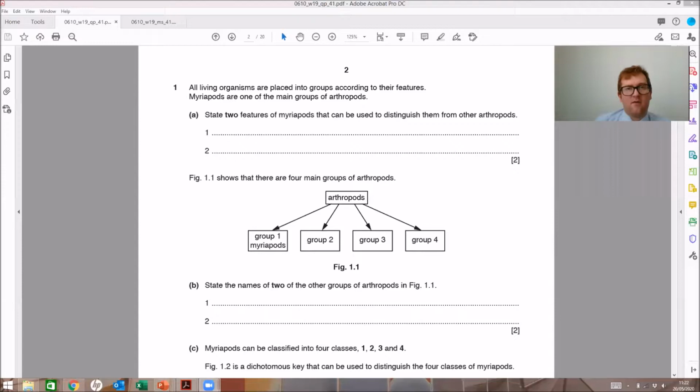Question B. State the names of 2 other groups of arthropods in figure 1.1. Well, if we look back to the previous question, we mentioned these. So there is insects, that is one group. You could also say crustaceans, that's another one. Other ones include arachnids as well. So we established that from the previous question.